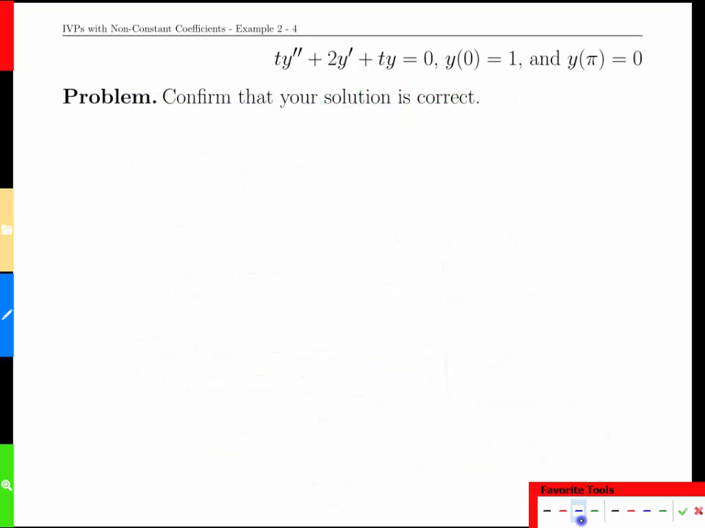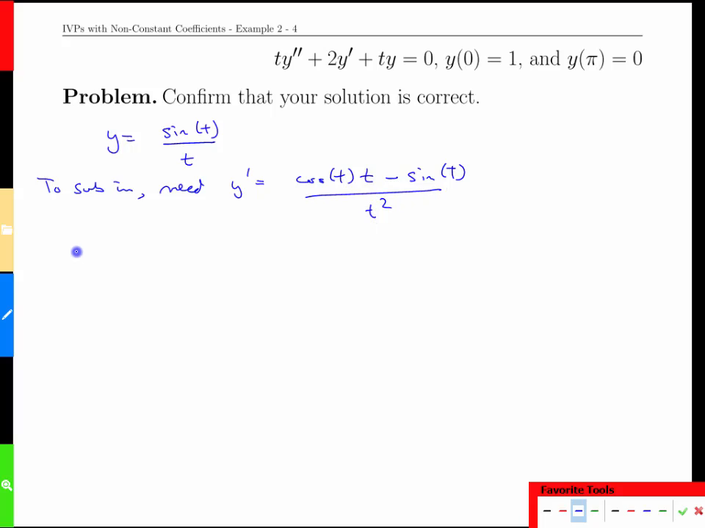Last but not least, we would like to confirm that our solution is actually correct for the differential equation itself. We just said y was sine of t over t. To sub that in, what we're going to do is plug it into the y's and y primes. We're going to need those derivatives then. The first derivative will be a quotient rule. We'll have cos t times t minus sine t all over t squared.